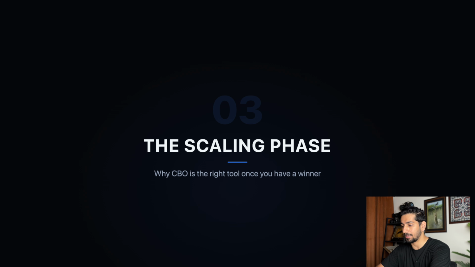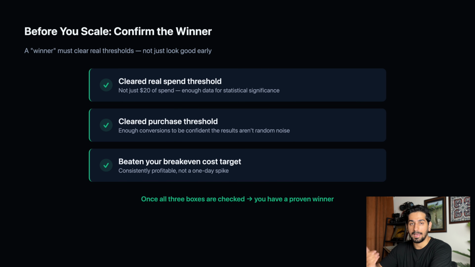Now let's talk about scaling. For scaling, 100% always use CBO. Once you have a proven winner, which means you have a clear signal of which creatives and which ad sets perform well, then you want to go into a scaling CBO campaign, because now you're trying to squeeze the maximum efficient spend out of what you already know works. And that is exactly what CBO is built for.